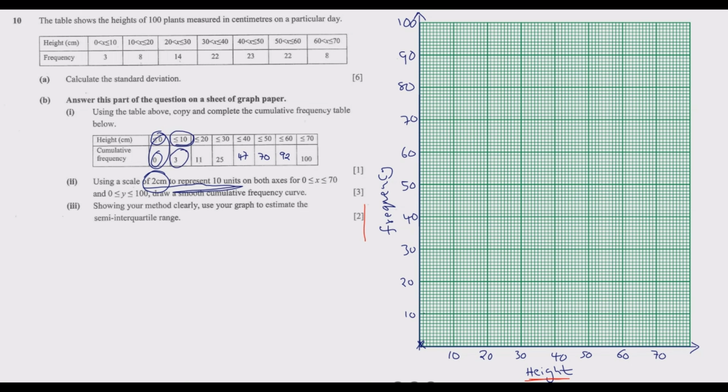How many are they? There are 3. So you go on the height, which is 10. Then how many are less or equal to 10? There are 3. So you come and then count how many. 1, 2, 3. So it will be here.